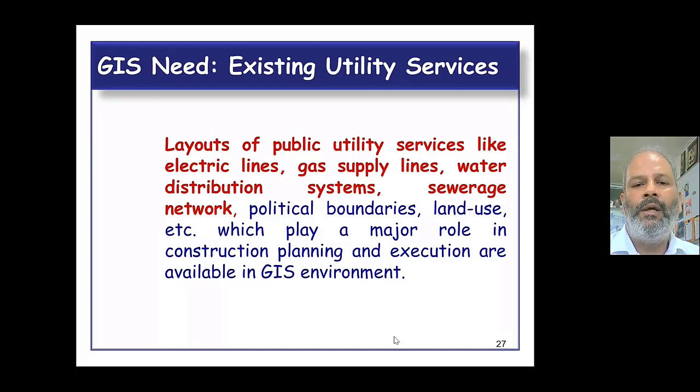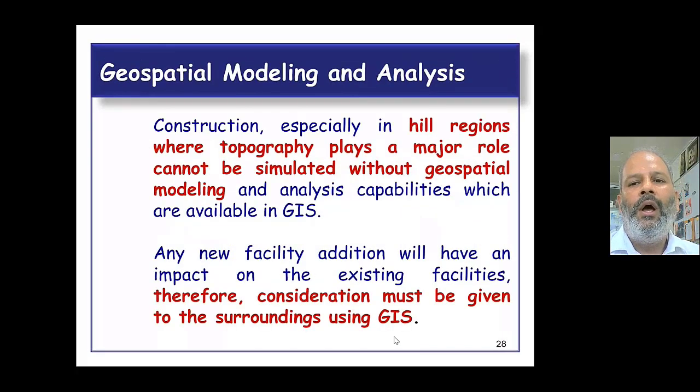So if we consider GIS to model surroundings, all these things which play a major role in construction planning or during execution are already available in GIS. So these things will facilitate, or these things will make our plan executable, or facilitate during execution also. This makes GIS a better solution for modeling of surroundings. Another thing which we require is the geospatial analysis or geospatial modeling.